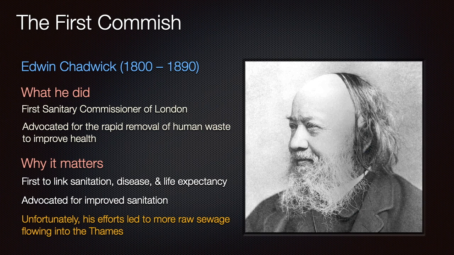Unfortunately, although Edwin Chadwick advocated strongly for improved sanitation, he made only limited improvements to the sewage and drainage systems of the time, and those improvements actually led to a greater flow of raw sewage into the River Thames. This river was the main source of drinking water for London, and by further contaminating London's water supply, the risk of cholera was actually greatly increased.